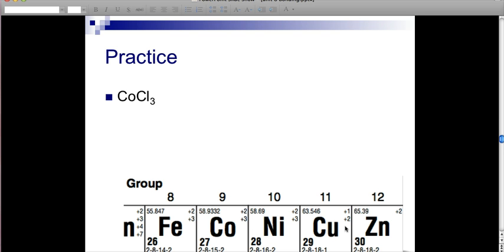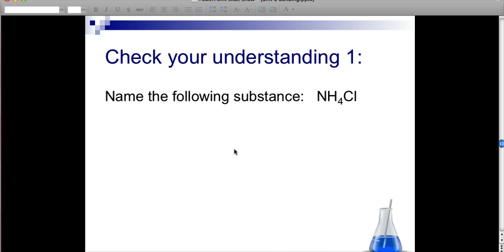So here we have CoCl3. Co has more than one possible oxidation number, so we need to determine which one we need to use. So if we reverse, here we have a 1, so chlorine is a -1. Our cobalt would then be a 3 plus. So when we write this, it's cobalt 3 chloride.